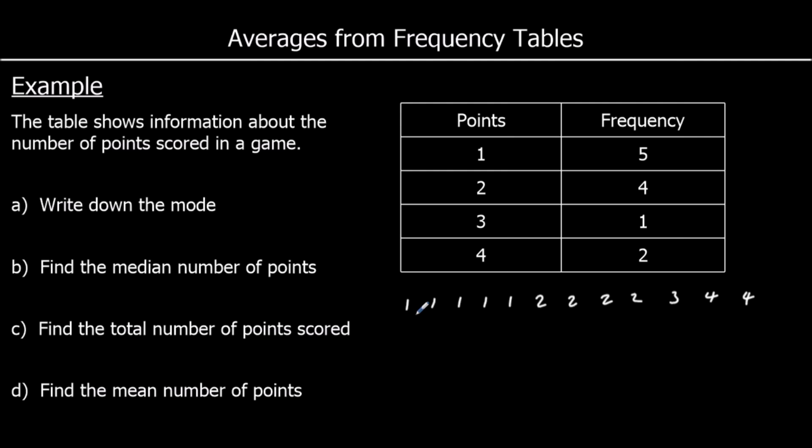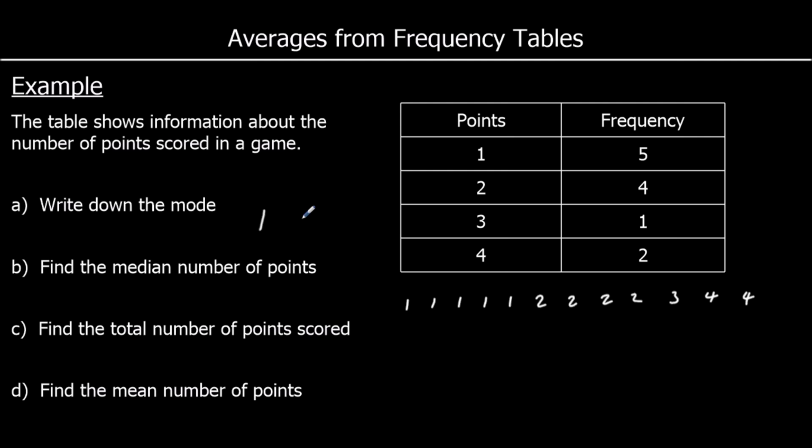The mode is the most common. So what number of points was scored the most often? So 1 point was scored 5 times. There are 5 ones. That's more than any other number of points. So 1 is the mode. It's the most common score.